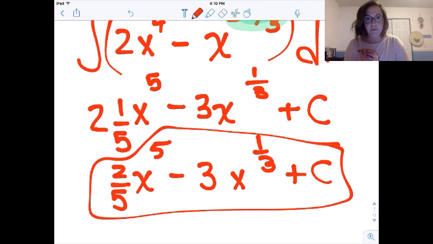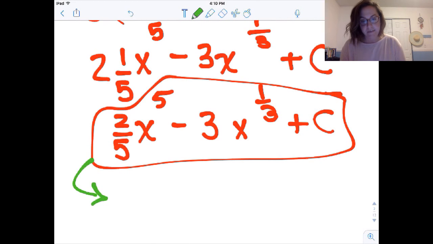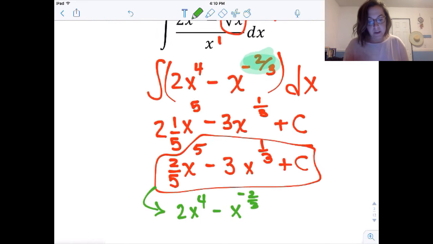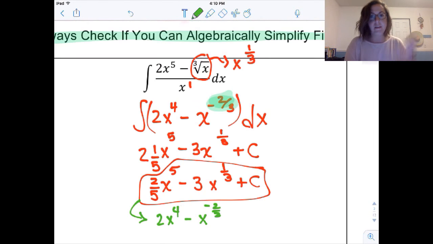Now, you can check yourself, right? You can always check yourself by actually just taking the derivative of that. So let's try. Taking the derivative of this, the 5 would come down to the front. So I would get 2x to the 4th. Here, the 1/3 would come down, so it would be minus 1 x to the negative 2/3, and the derivative of any constant is 0. So I see that I get back what I started with. So, that's basic antidifferentiation.